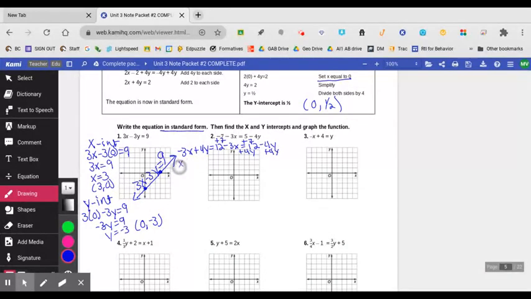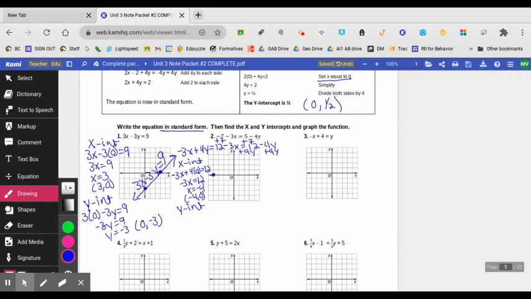Now I want to find the x-intercept. I find the x-intercept by making y 0. So that's negative 3x plus 4 times 0 equals 12. So negative 3x equals 12. X equals negative 4. That's the point negative 4, 0, which is right there.